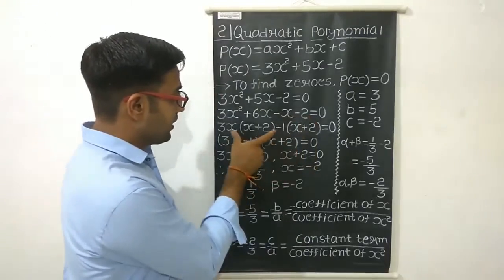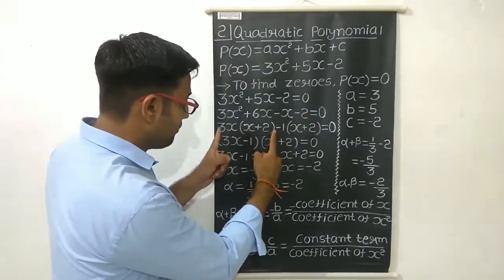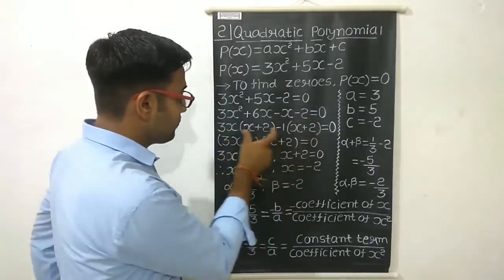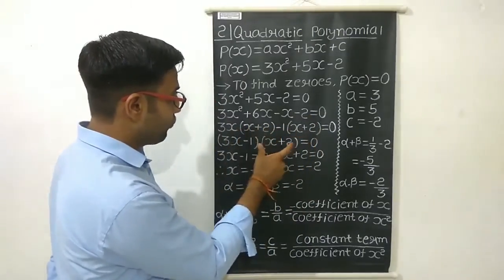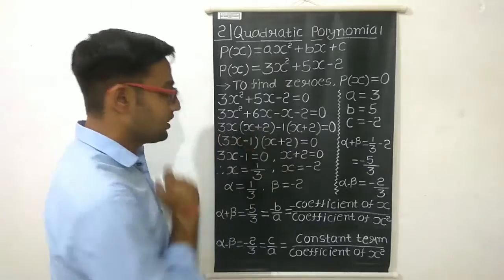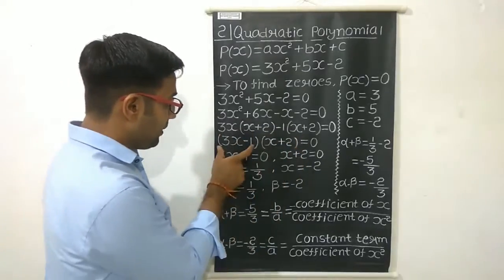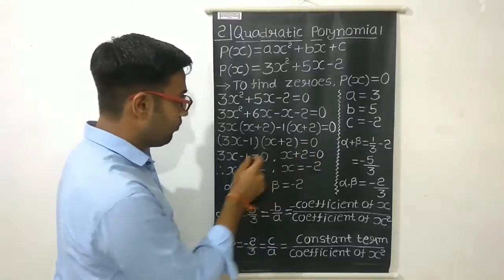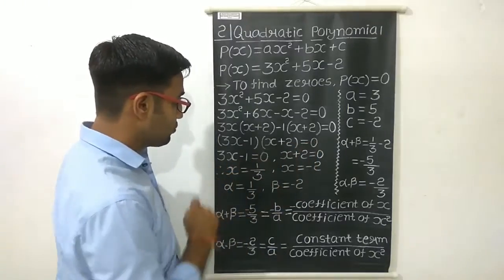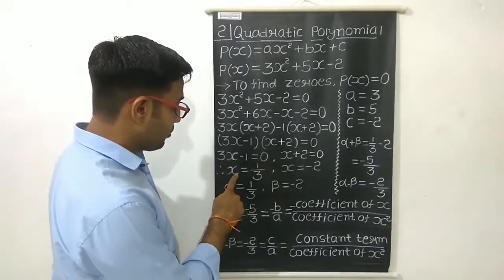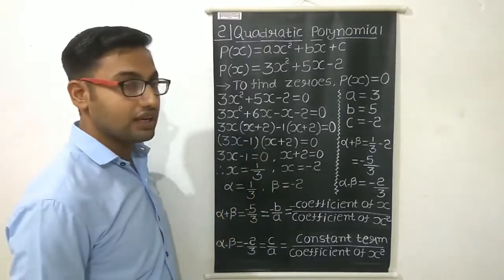So x plus 2 is again common in this first term and this second term. So x plus 2 is common. So what will remain is 3x minus 1 in the another bracket is equals to 0. Now by comparing this term with 0, what we will get? 3x minus 1 is equals to 0. So that x is equals to plus 1 upon 3.